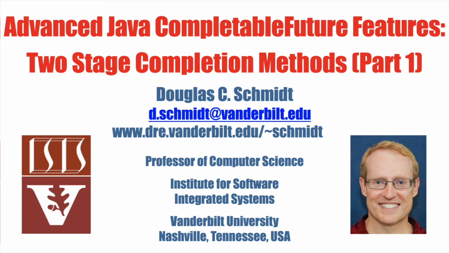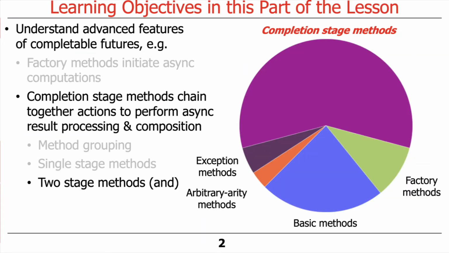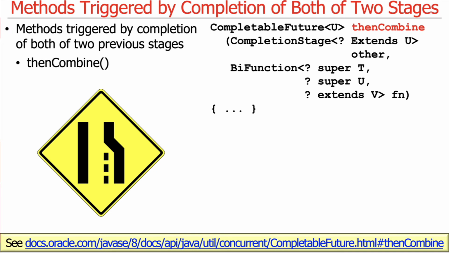We're now going to turn our attention to two-stage completion stage methods. These are ones that will be triggered when both of two previous stages complete. So this is the conjunctive or and variant. This particular approach will have several methods. We'll start by talking about one known as then combine, which will be triggered when both previous stages complete successfully.